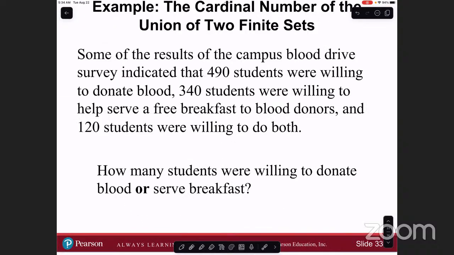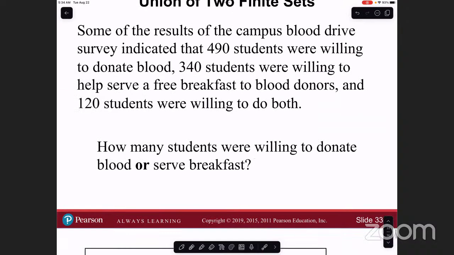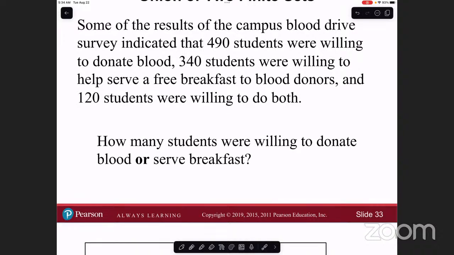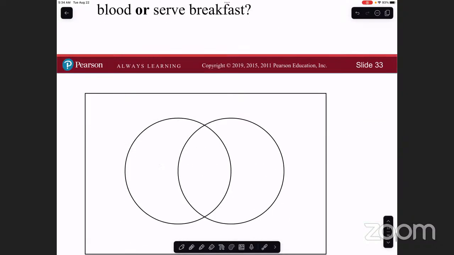Let's see. Some of the results of campus blood drive. We got students that are willing to donate blood, we'll serve a free breakfast, and then both. So I'll let D be for donate blood. Students that are willing to donate blood, we'll label that here. For the students that are willing to serve breakfast, I'm going to label that as B. We have our universal set. So this is about the blood drive, right?